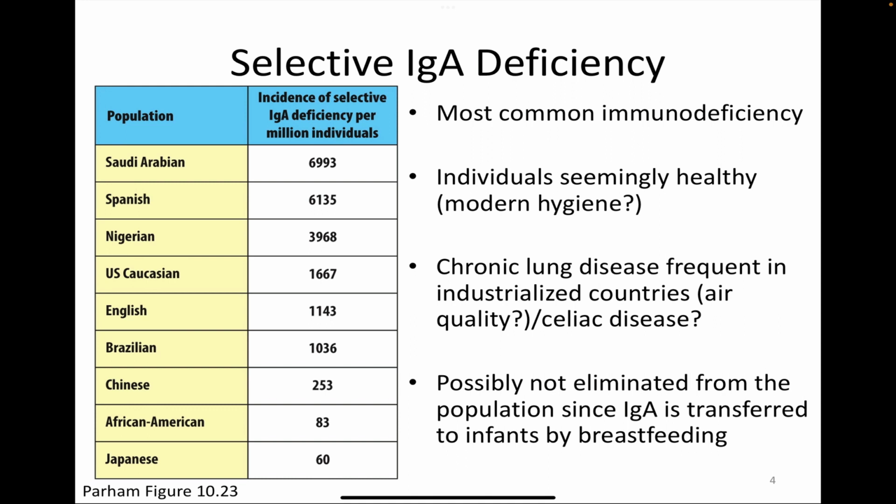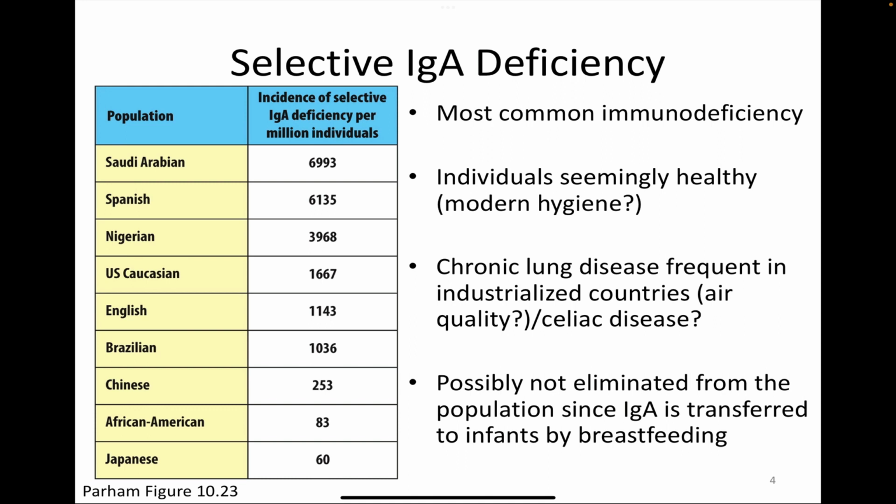On the left is a table from your textbook giving the number of people who have IgA deficiency per million individuals. And you can see that this is broken down amongst different populations. And so this is per million. It's pretty high. And from all that we know, individuals are pretty much entirely healthy.